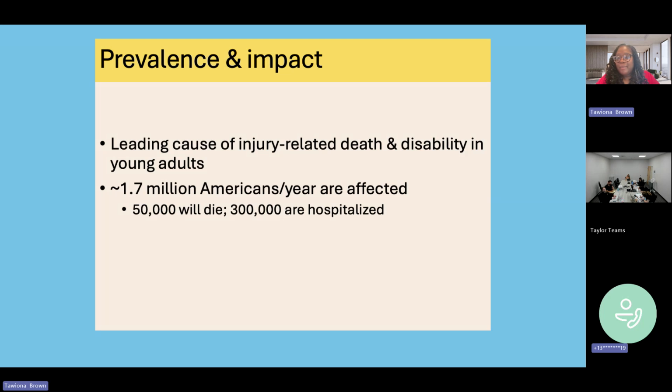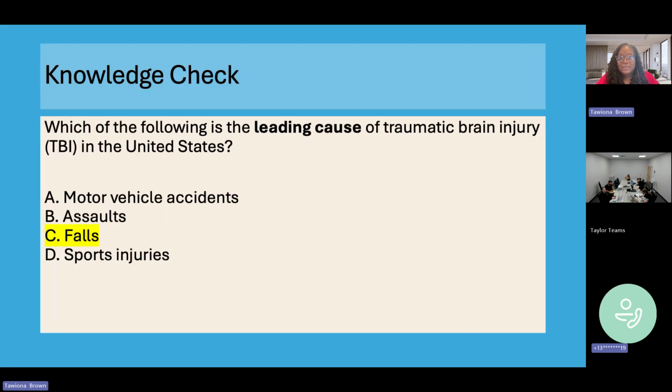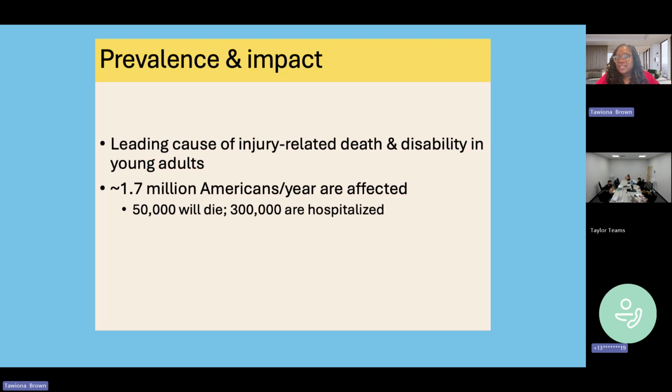So here is some of that prevalence and impact in etiology, okay? It's a leading cause, though, of injury-related death and disability in young adults. And that is because young adults are involved in assaults, they're involved in motor vehicle accidents, and they are involved in sports injuries, right? So, as far as the leading cause of issues with your young adults, that's going to be their leading cause of some type of injury.